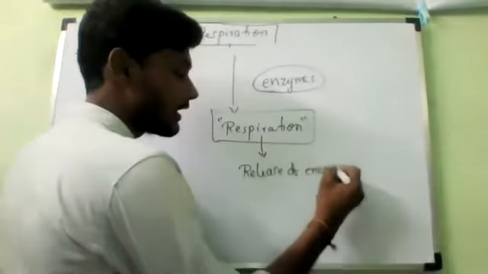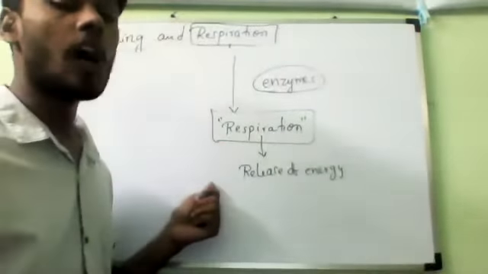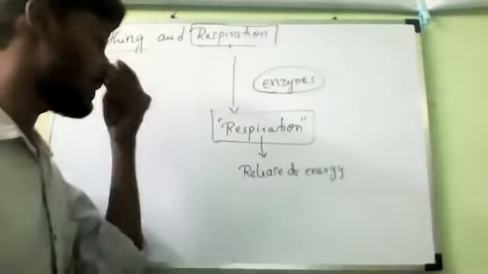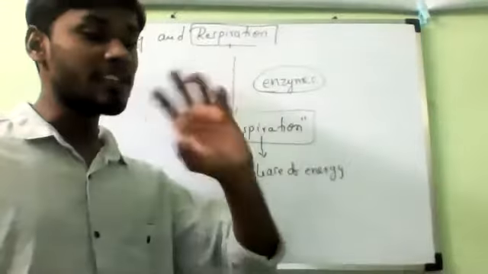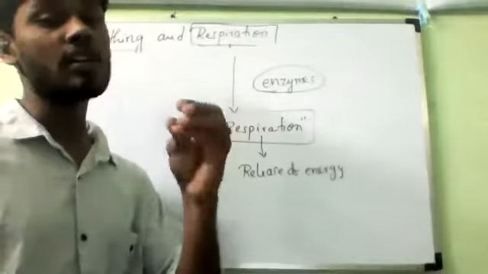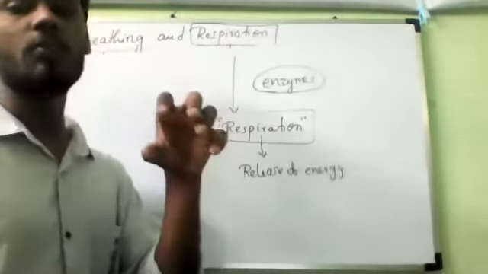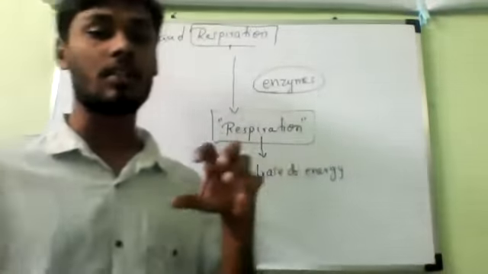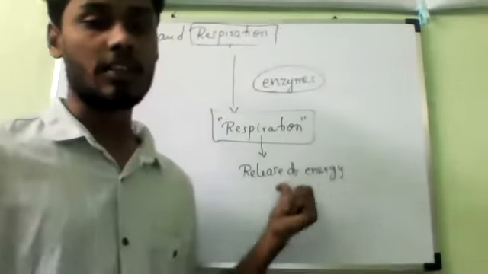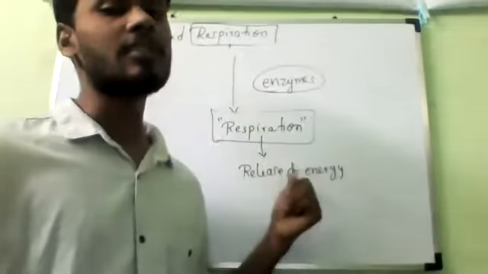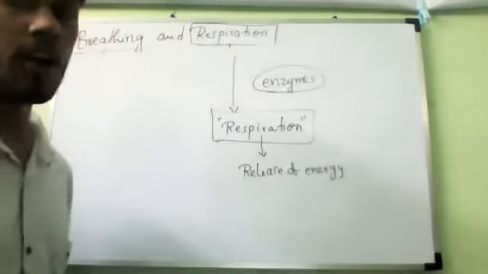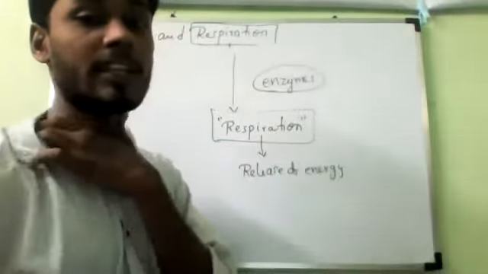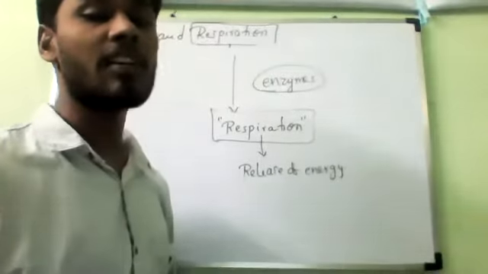Release of energy from the oxidation of simple food molecules like glucose. That is what we call respiration. Digested food which is assimilated is simple food only. So from the simple food molecules, we get the energy by the process of oxidation. That is called respiration. The energy released during respiration is used for carrying out all the biological functions which are necessary to maintain life and survival of the organism.